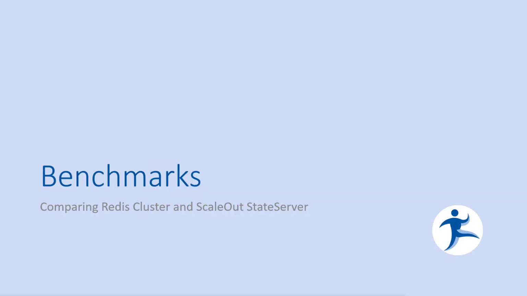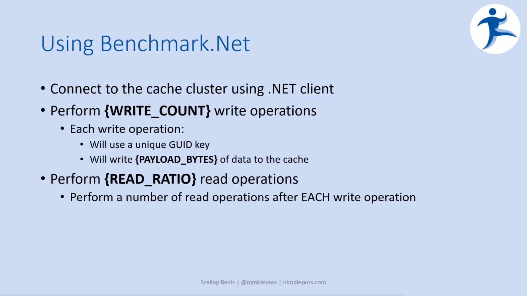Now, after getting all this set up, I ran some benchmarks to test the performance of the two clusters compared to one another. I used Benchmark.NET, which I hadn't used much before. Among other things, I learned that you can't simply pass command line arguments into your benchmark services to control parameters. Instead, you must use environment variables, which can still be set on the command line, as you'll see in a moment. The benchmark services for both Redis and SOSS follow the same steps.